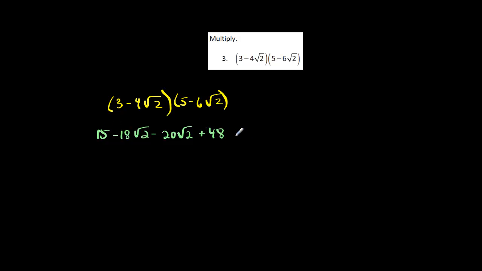So 15 and 48 together is 63. Negative 18 root 2 minus 20 root 2 is negative 38 root 2. And that's it.